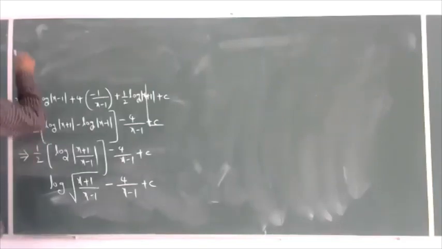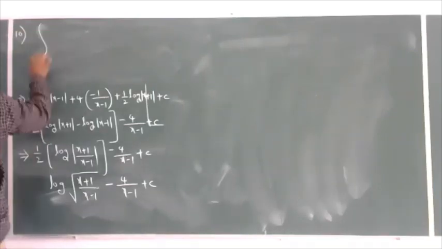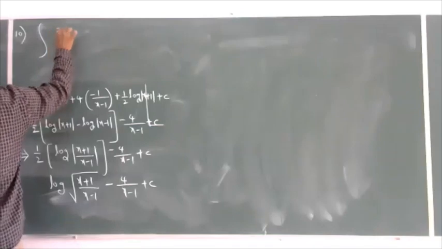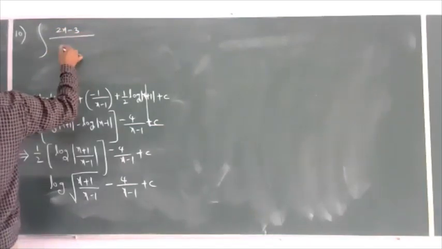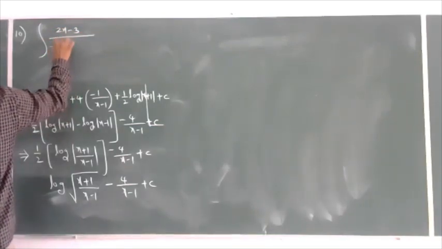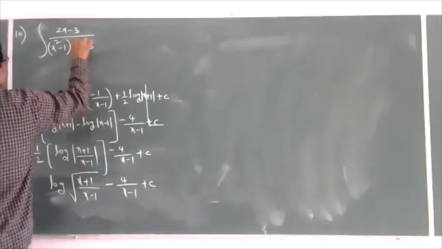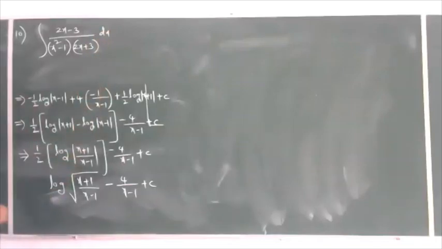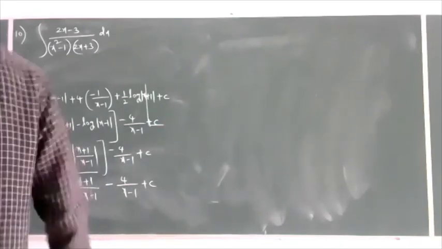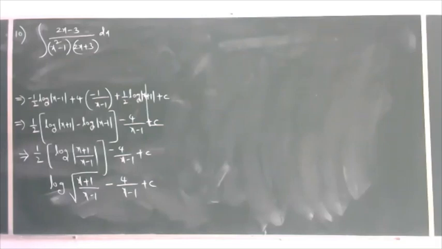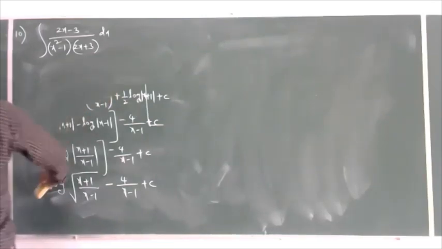10th problem. Integral of 2x minus 3 by x square minus 1 into 2x plus 3, dx. Same process. First resolve into partial fractions.